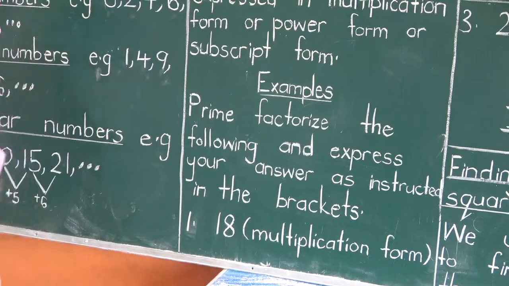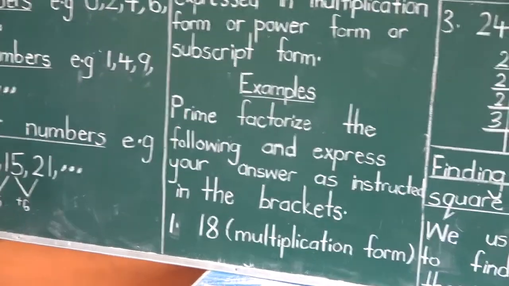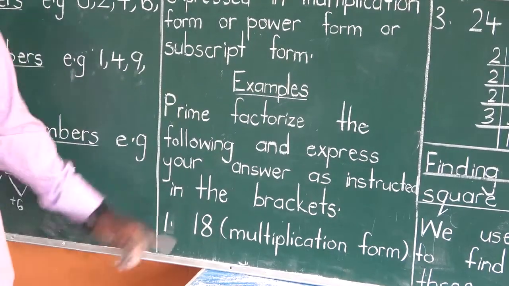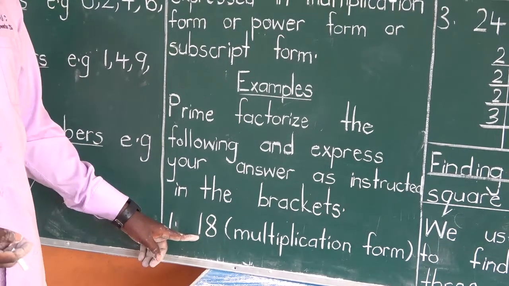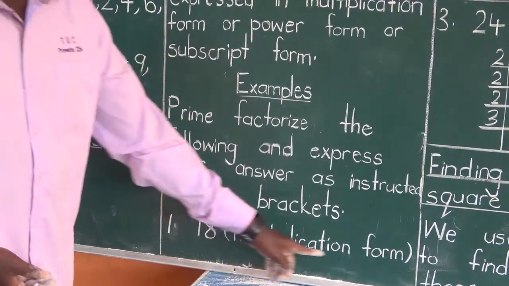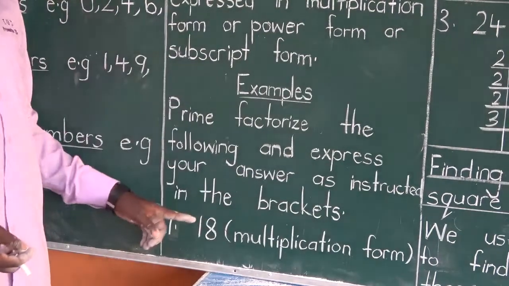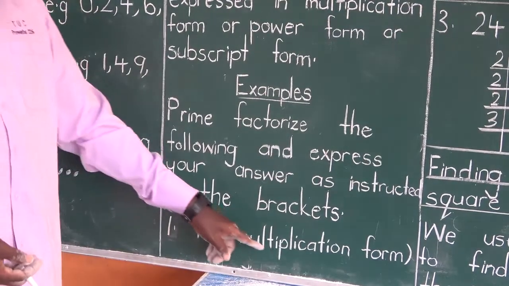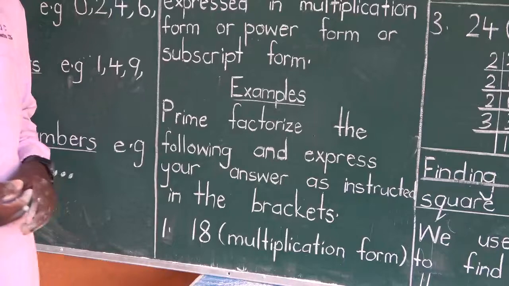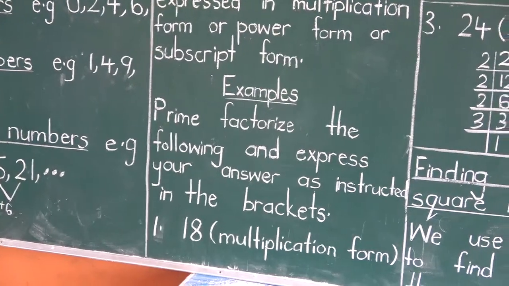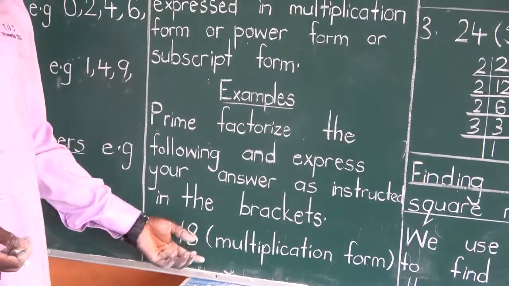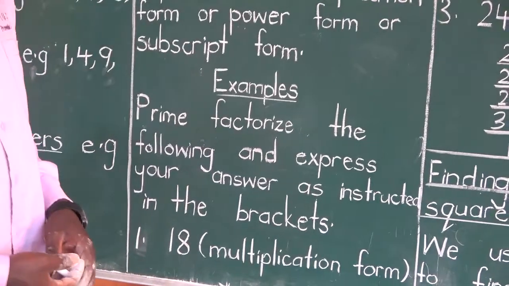Now, follow the instructions in brackets, then you answer. Number 1: prime factorize 18 and give your answer in multiplication form. Remember, multiplication form is the same as product form, and this is the way we go about it.